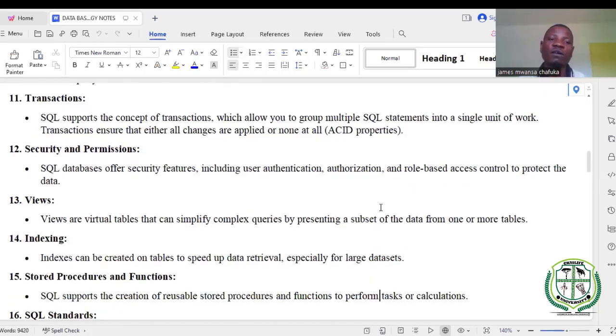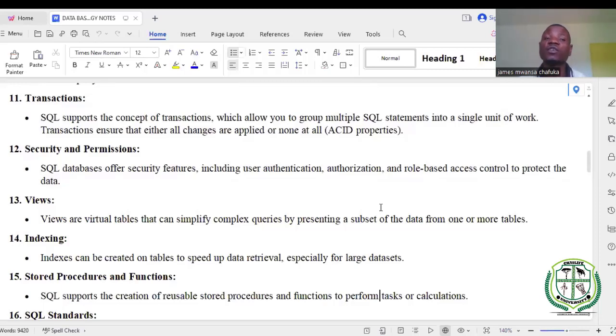Okay, and then we also have transactions. SQL supports the concept of transactions, which allows you to group multiple SQL statements into a single unit of work. Transactions ensure that either all changes are applied or none at all. So that is ACID properties.